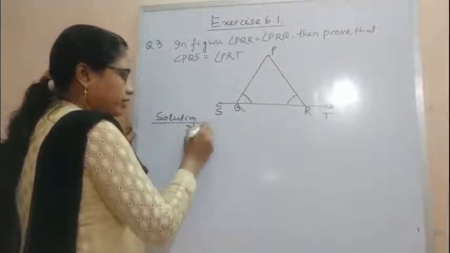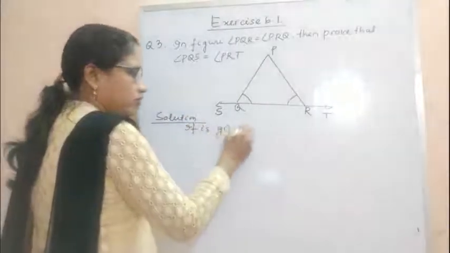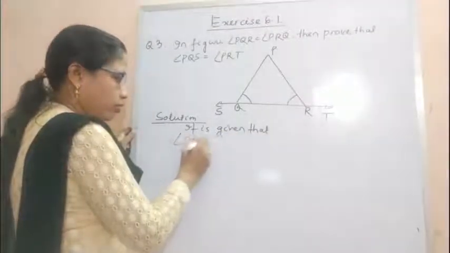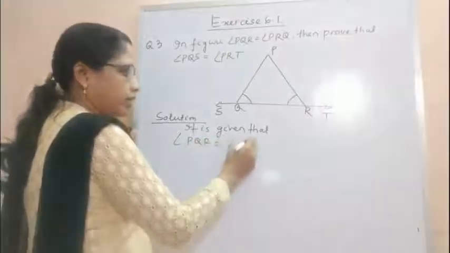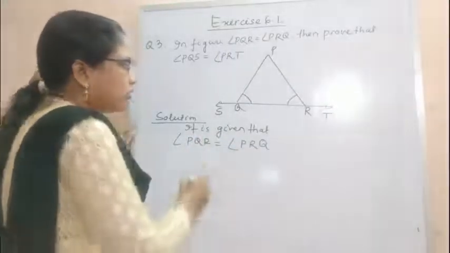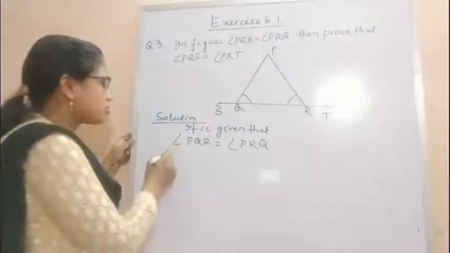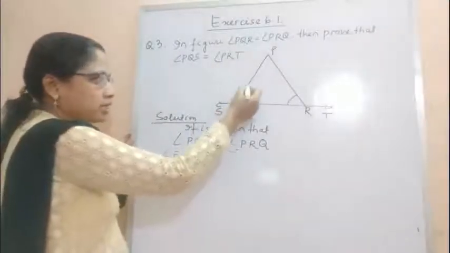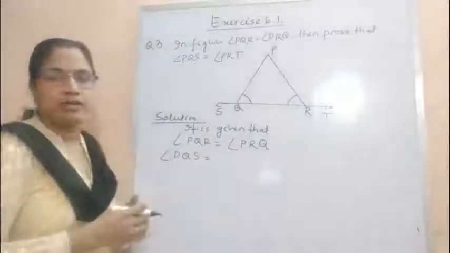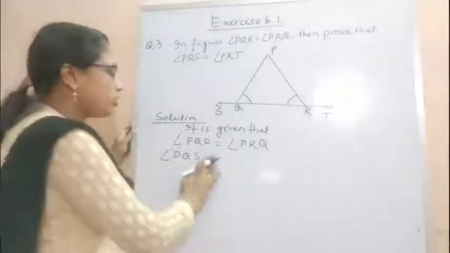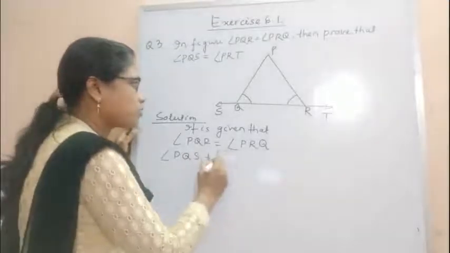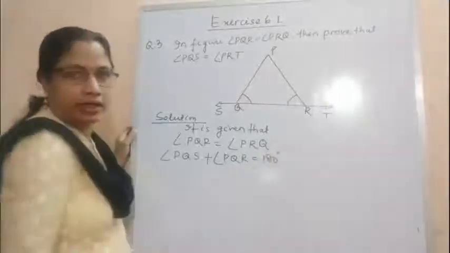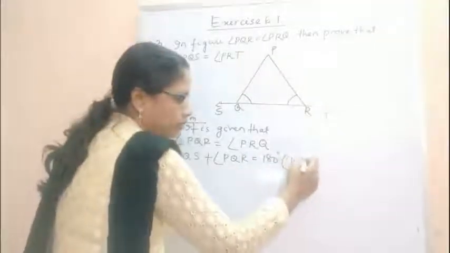It is given that angle PQR is equal to angle PRQ. So what is angle PQS? Angle PQS is equal to 180 degrees minus angle PQR, as we know angle PQS plus angle PQR is equal to 180 degrees. This is due to linear pair.